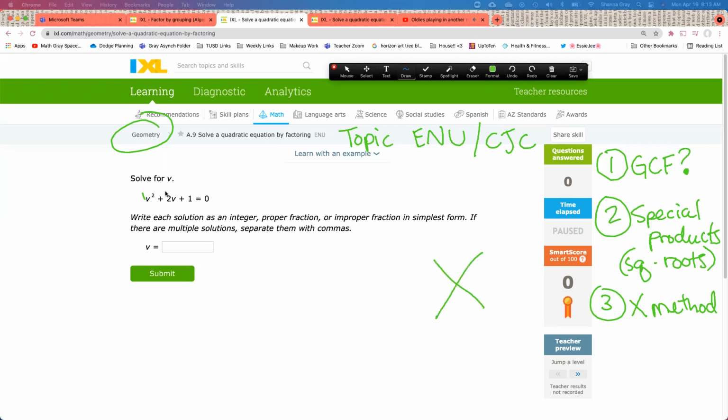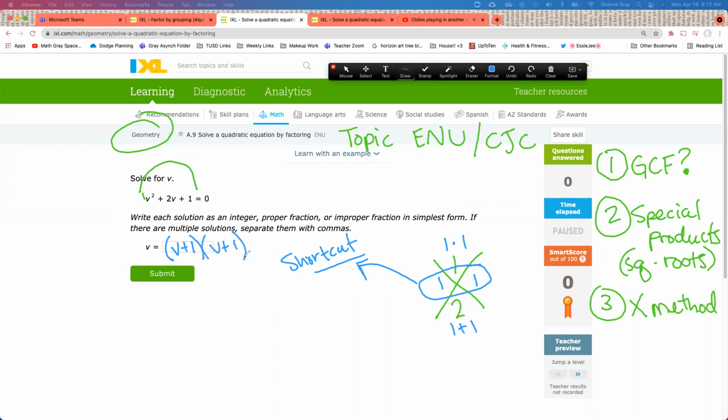So I have a product of 1 and a sum of 2. So I'm looking for 2 numbers that multiply to be 1, but add to be 2, which that's pretty easy, right? 1 times 1 is 1, and then 1 plus 1 is 2. So 1 and 1, both positive. And then I can use the shortcut on this one because I have a 1 in the front. So I can just say that my answer here is v plus 1 and v plus 1.